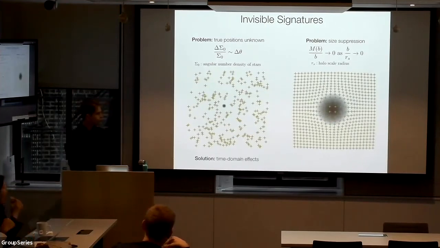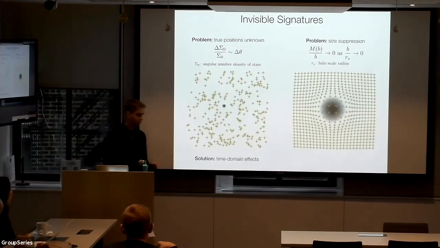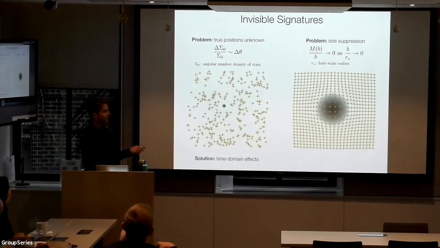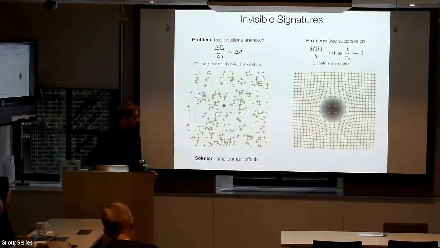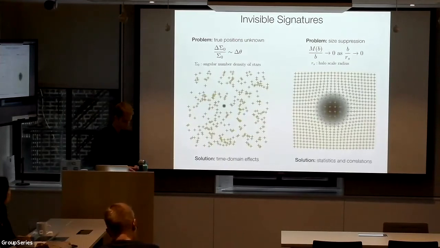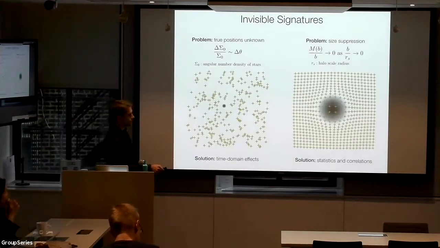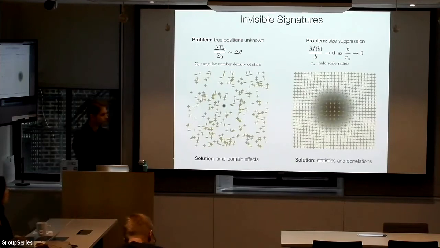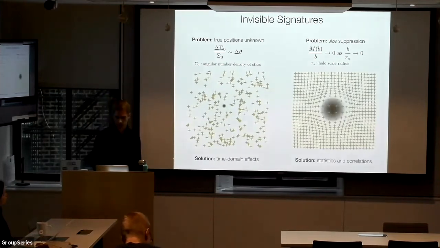So the solution to the first problem is to not look at the static effect, but instead at a time domain effect. What happens if the halo moves, or we, the observer, move? And there's no solution to the second problem, but we can recuperate some of the suppression by the big lens size by using the fact that many stars are eclipsed by a big lens. So we can use the fact that the deflection is correlated for many stars behind the lens, or around the lens.